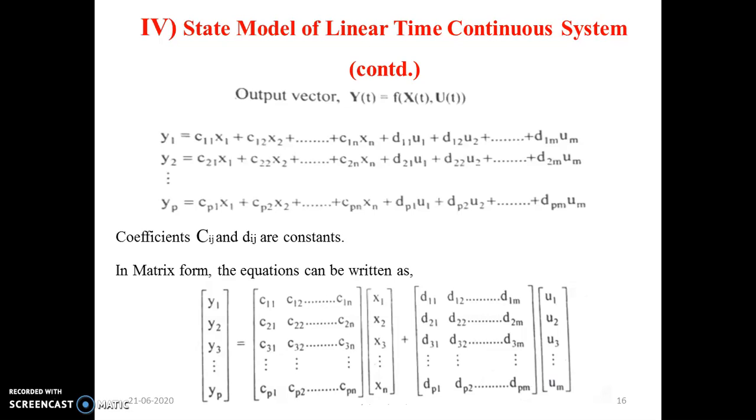Again, the coefficients are constant. Similar to the state equation, which comprises the coefficients a and b, which are constants as per the principle of homogeneity for linear time invariant systems. Here, for the output variables, the coefficients Cij and Dij are constants.